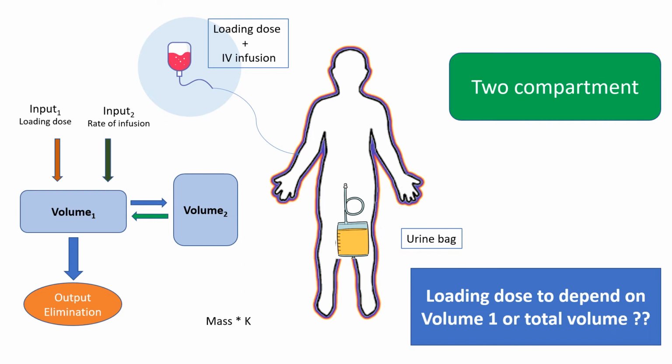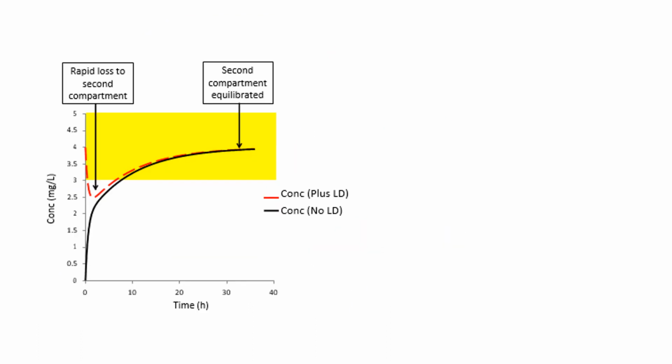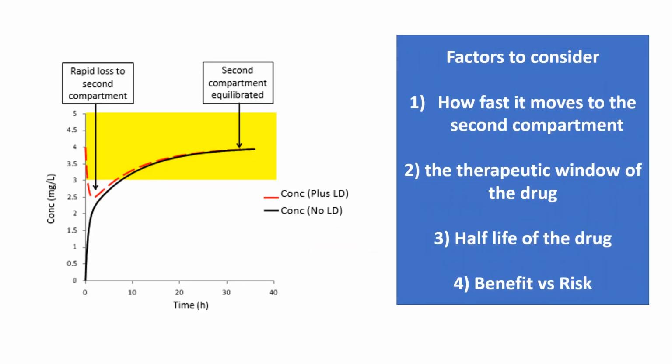For some drugs like lignocaine, the problem is perfectly real, and the loading dose calculated using the complete volume would be too high. For example, for lignocaine in case of anesthesia, the dose will be too high and it will cause toxicity. So in that case, the loading dose should be calculated based on volume 1 and not the whole volume. Some of the important factors that need to be considered while giving a loading dose is how fast it moves to the second compartment.